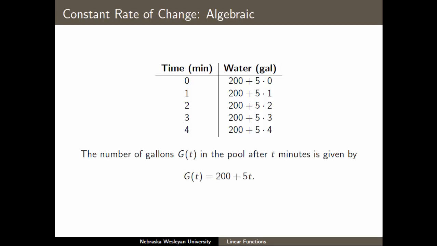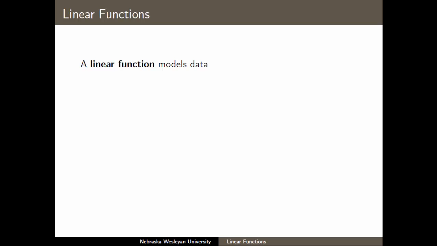Writing the data in this way suggests a function. The number of gallons in the pool after t minutes is 200 plus 5 times t. That is, the 200 gallons we began with plus 5 gallons for each minute that we've left the pump on. So this is a good example of a linear function.